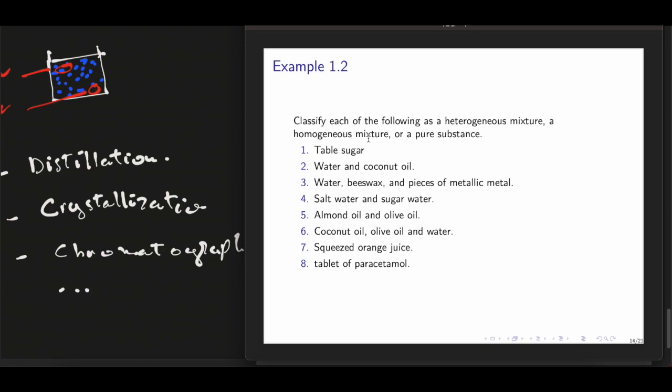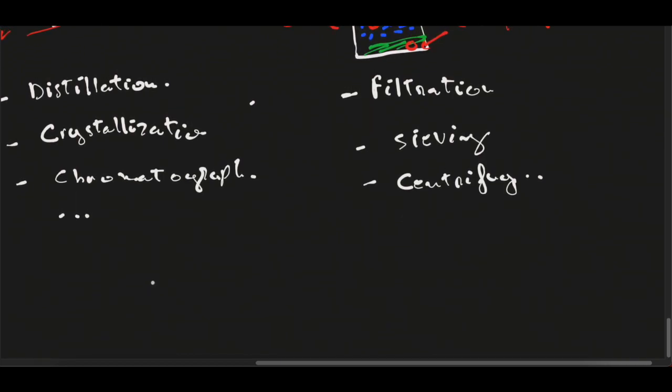Let's do this second example. We have to classify each of the following as either a homogeneous or heterogeneous mixture or a pure substance. So we start with the first example, the first mixture or pure substance. So example 1, 2.